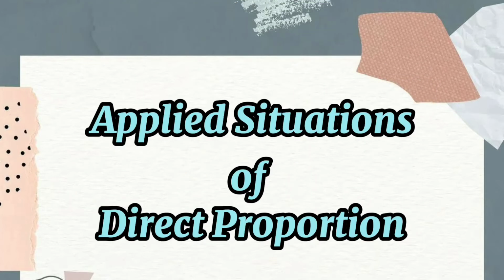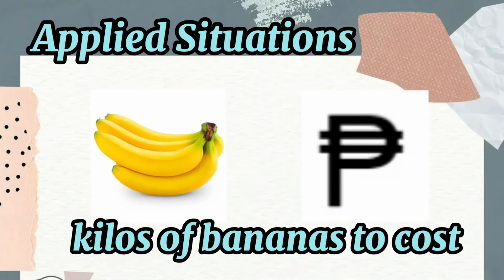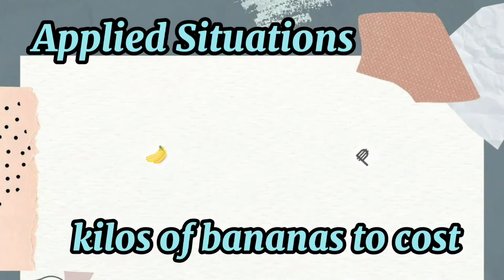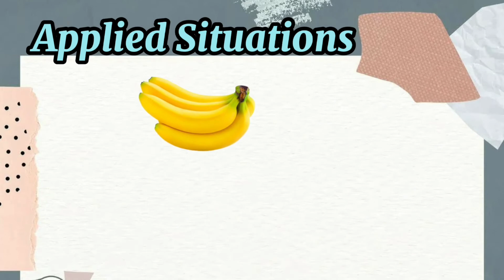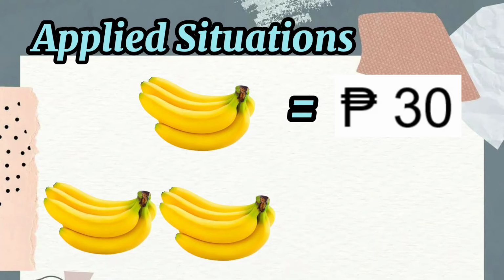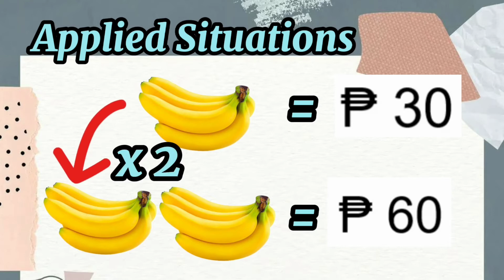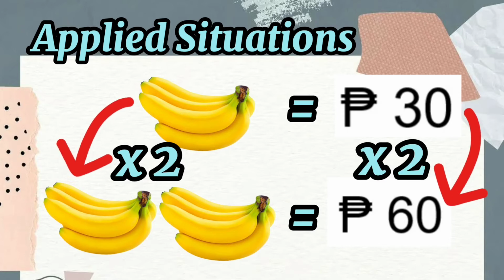Tingnan natin ang iba't ibang halimbawa ng sitwasyon kung saan nagagamit natin ang direct proportion. Example, kilos of bananas to cost. Halimbawang ikaw ay bumili ng 1 kilong saging na nagkakahalaga ng 30 pesos at kung bibili ka naman ng 2 kilong saging, ang babayaran mo na ay 60 pesos. Yung una nating quantity, which is yung banana, ay nadoble mula sa 1 kilo ay naging 2 kilo. Kaya naman yung ating pangalawang quantity, which is yung 30 pesos, ay madadoble din at magiging 60 pesos.